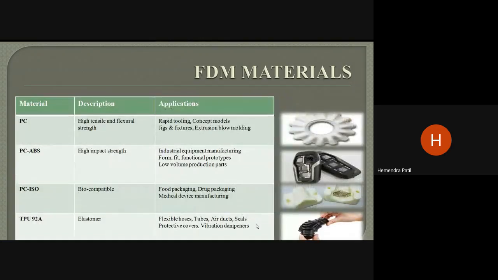Coming to the polycarbonate, which has high tensile and flexural strength. As for the application part, it is used for rapid tooling, concept models, jigs and fixtures, and extrusion blow molding parts. It is a very transparent material with very high tensile and flexural strength, as well as higher heat resistance.